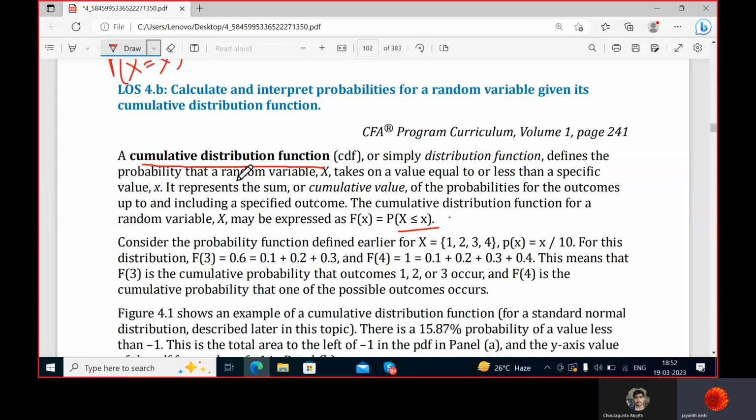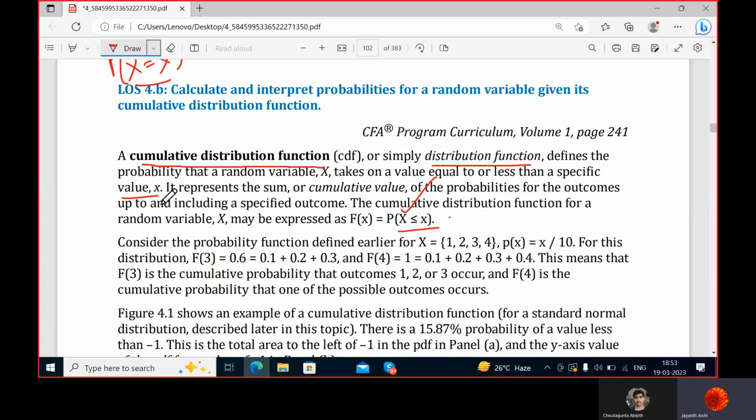So a cumulative distribution function, or simply distribution function, defines the probability that a random variable x takes on a value equal to or less than a specific value x. When I say probability of X equal to x, that is the probability mass function for a discrete variable. But when I speak about the cumulative distribution function, it means the random variable will take some value either equal to or less than x, correct?